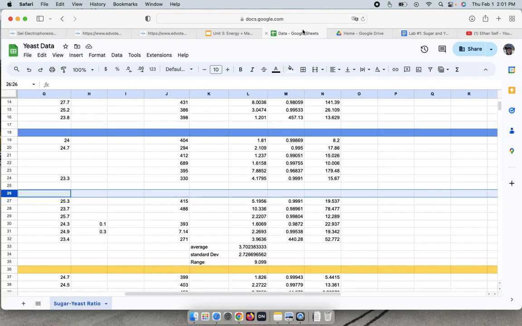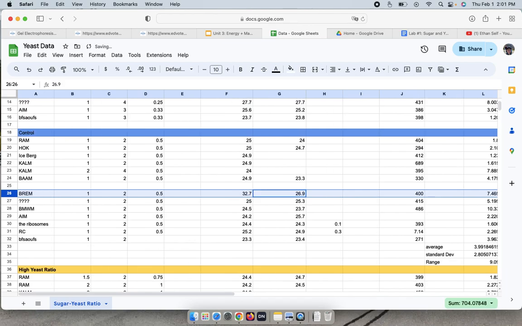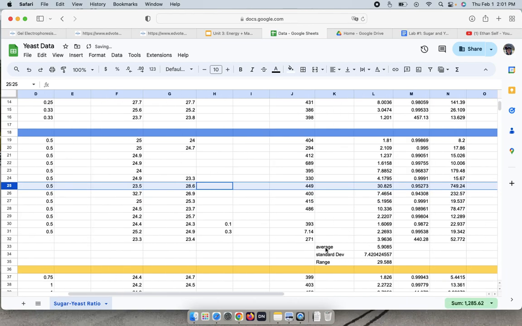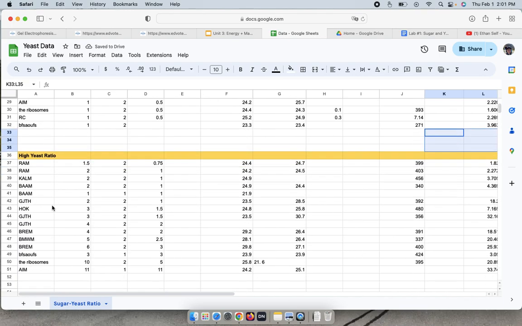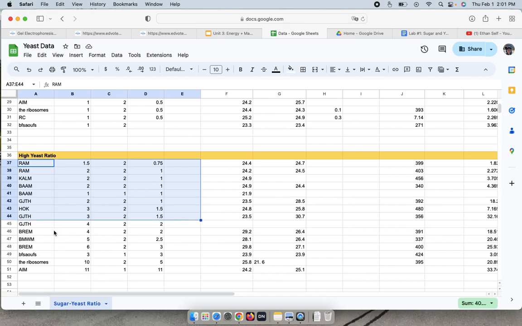My only last piece of advice is you can be a little creative. And what I mean by creative is you might organize this high yeast ratio into ratios that go to maybe 1.5, and then another set of data that goes from 2 to 11. Use your imagination with how you want to organize these data sets into different mountains, so to speak.